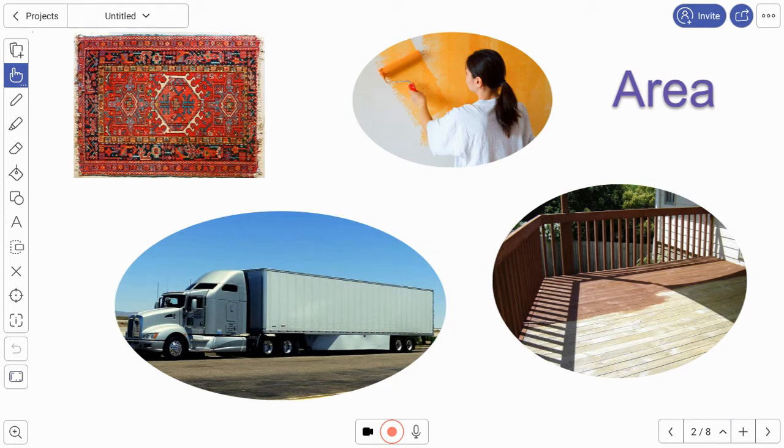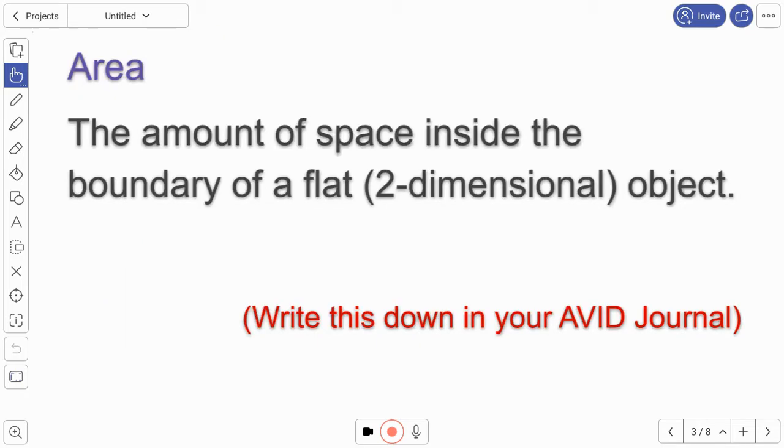I moved into my house. When you own a house, I've used area more than I can count in the past year. Okay, so what is area? Well, area is the amount of space inside the boundary of a flat, two-dimensional object. Okay, so how much space takes up the inside of a shape or of an object?